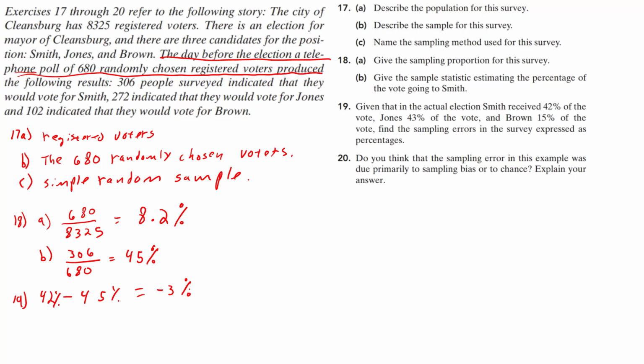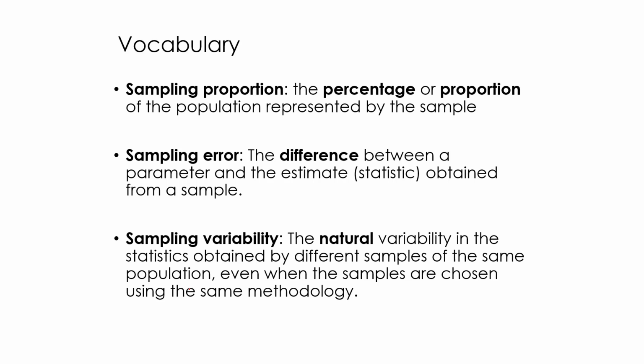102 divided by 680, 15% of the vote is what the survey said he would receive, and so there was no error there. Sampling error is the difference between a parameter and the estimate.